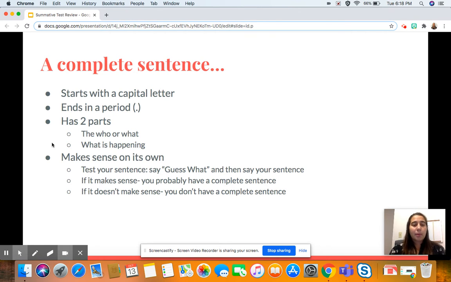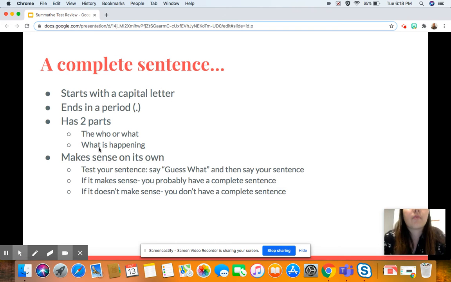I think this next part is honestly the hardest part that will be on our test: how sentences have two parts. We have the who or the what of the sentence, and then we have the what's happening, or what's going on. Let's think of this sentence: the banana is yellow. What are we talking about? The what is the banana. Then what's happening, what's going on? Well, it's yellow. So is yellow is the what's happening.